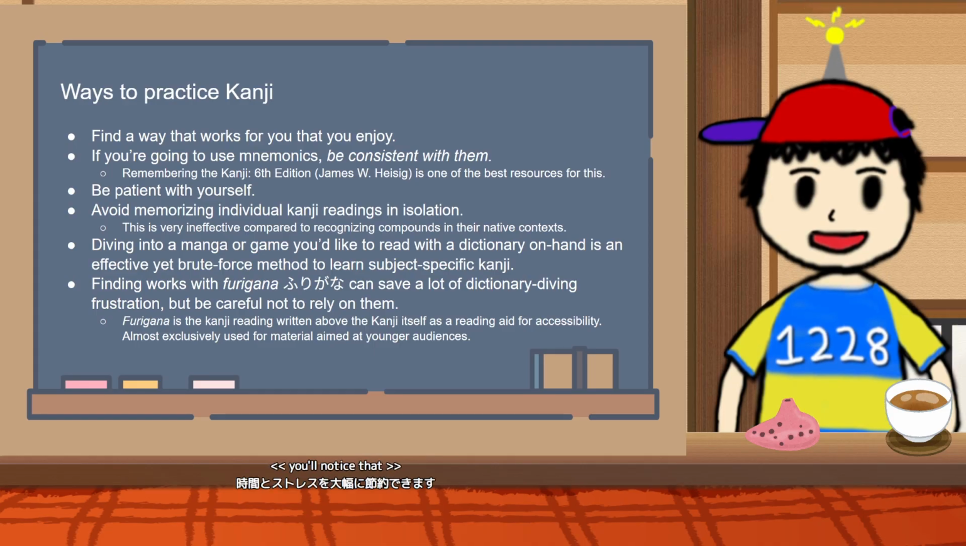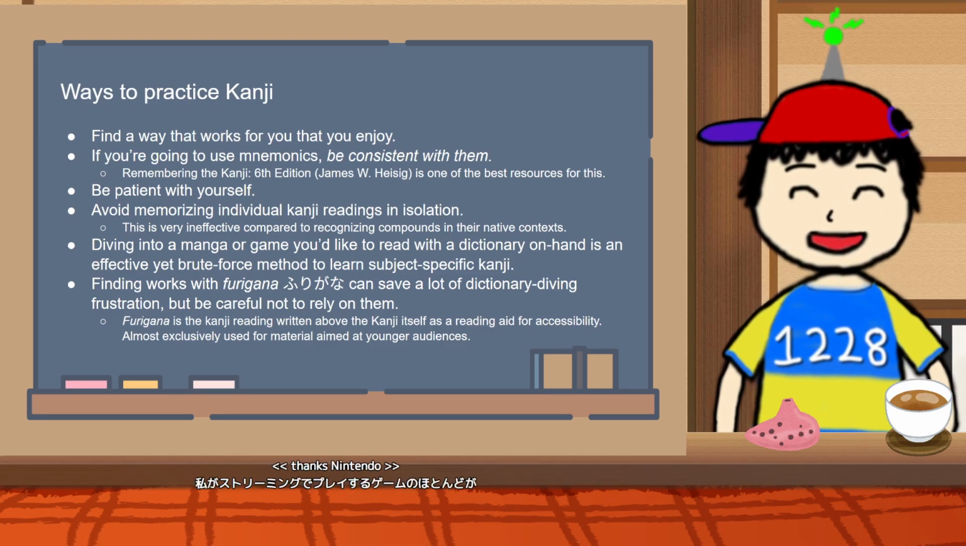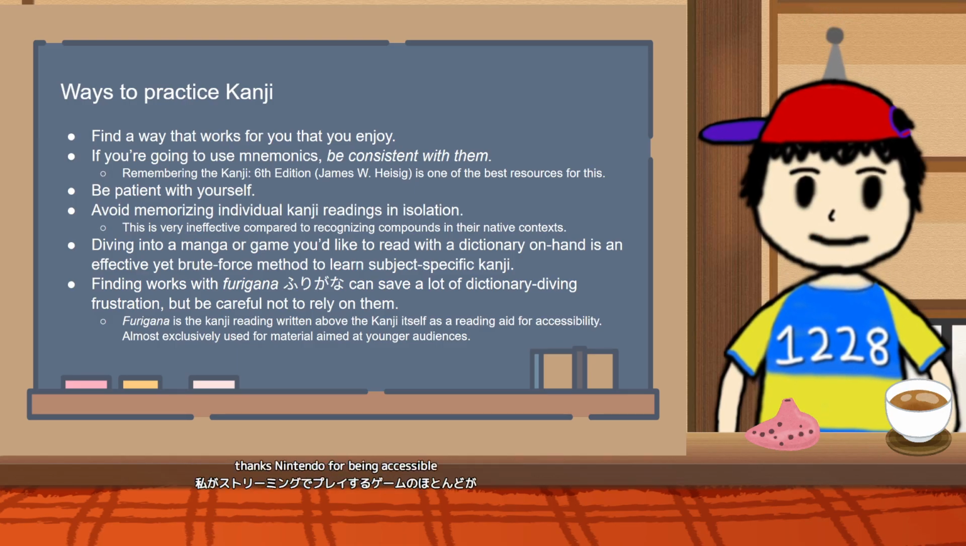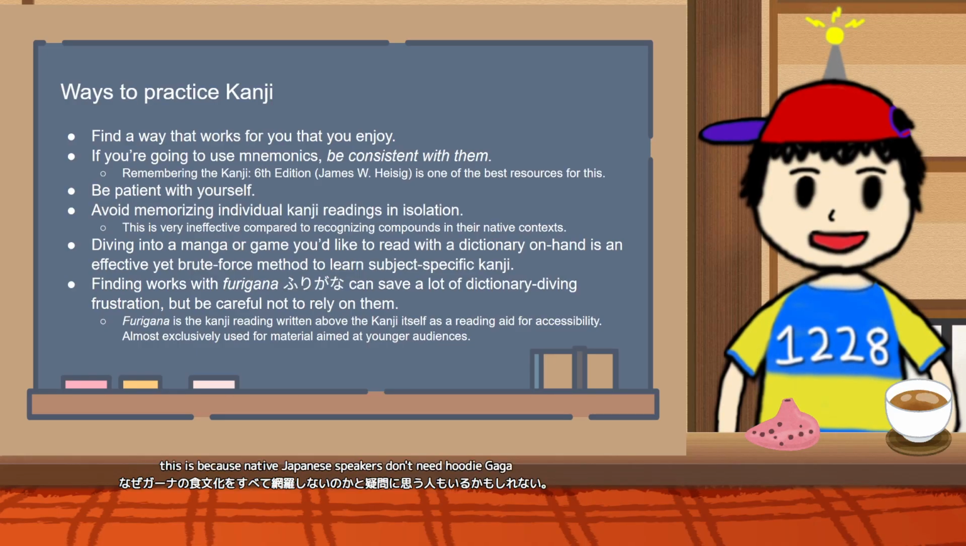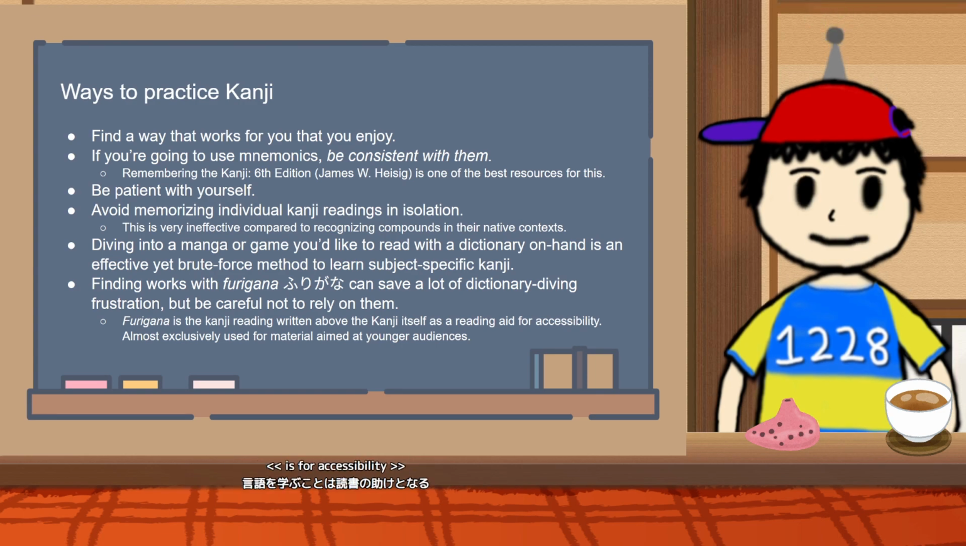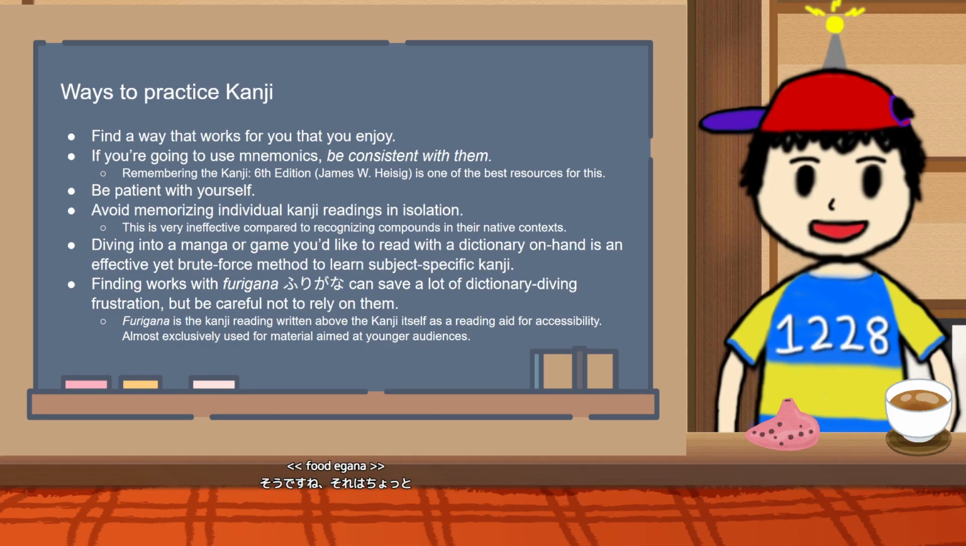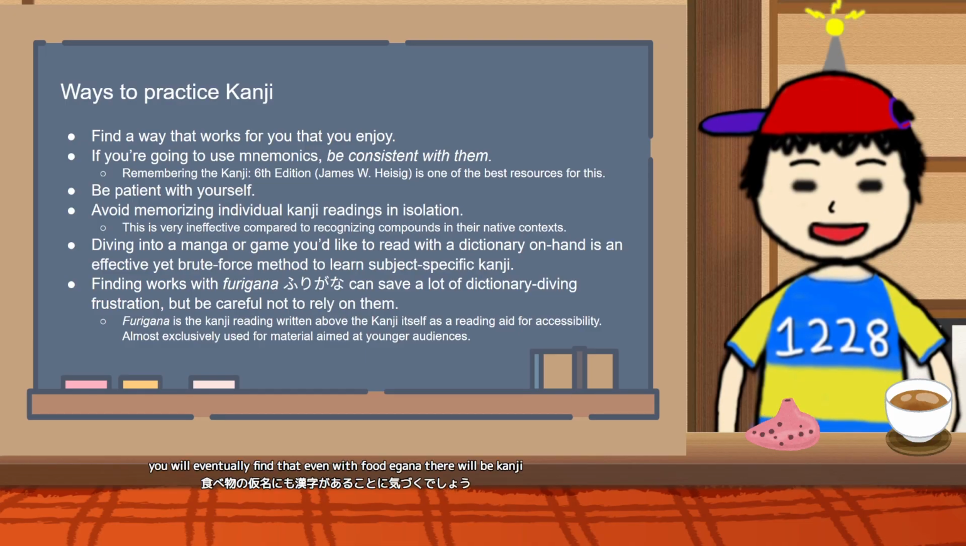You'll notice that almost all the games I play on stream use hiragana. Thanks, Nintendo, for being accessible. Some may ask, how come they just don't include hiragana on everything? This is because native Japanese speakers don't need hiragana. It's only for people learning the language. It is a reading aid. It is for accessibility because you are currently too skill issue to know kanji. That's literally it. So, while yeah, that sounds kind of bad, you will eventually find that even with hiragana, there will be kanji that you just know and you just read them.